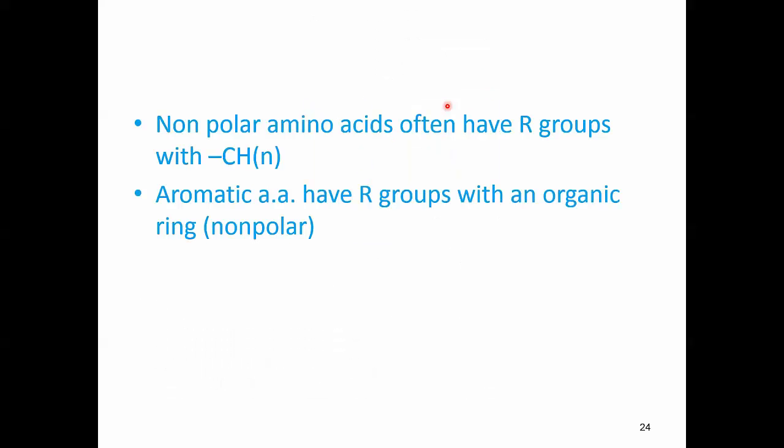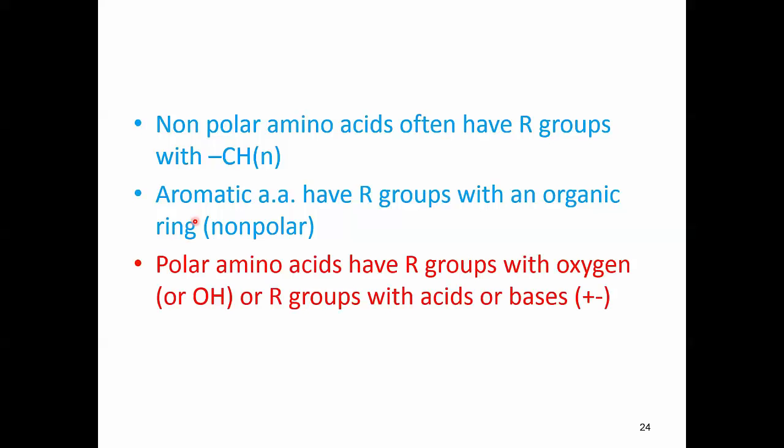So nonpolar amino acids have R groups, usually with a lot of carbons and hydrogens in them. Another type that's nonpolar are aromatic amino acids, which have R groups with an organic ring in them. While polar amino acids have R groups with oxygen or a hydroxyl group. So remember, just like in water, they share electrons unequally, making a polar covalent bond. Or if you have R groups that have acids or bases, you'll know they're an acid or base because when they are in water, they ionize and are either positively or negatively charged. Therefore, they're also going to react well with water.